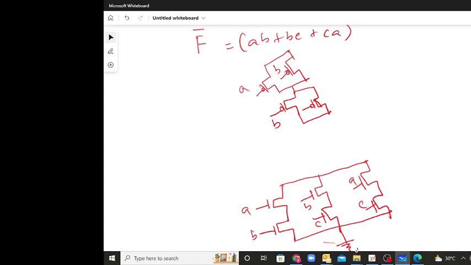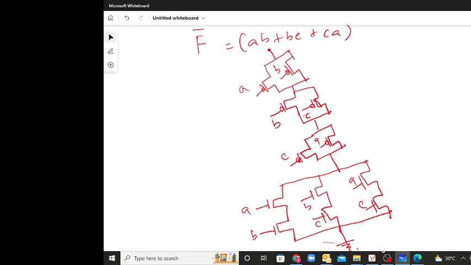BC, and then CA. So now whatever you have drawn here in series, we have drawn in parallel here. Whatever we have put in parallel, we have put in series here. Now connect these two networks. This full thing is your P network, and this full thing is your N network.